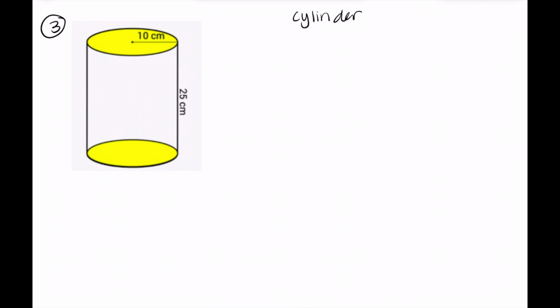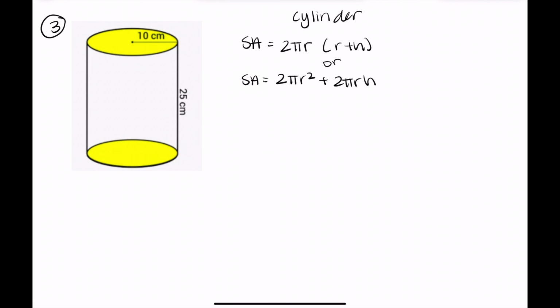So for our cylinder, the surface area formula can be written in one of two ways. Up to you guys which one you prefer to use. I prefer this first one, where we factor out the 2 pi r times the sum of r plus h. The other way to write it is 2 pi r squared plus 2 pi r h. So they're both the same. You can solve it side by side with me if you like, but I will be using that top formula.